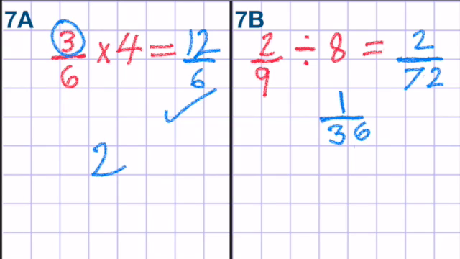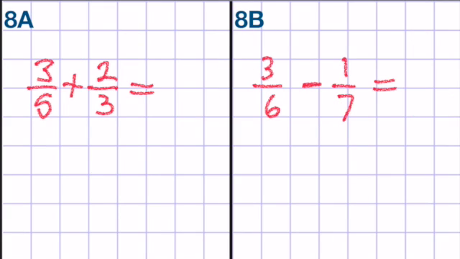And we can't go any lower because 1 is the numerator and 1 cannot be simplified. So 2/72 is correct, or 1/36. Right, now we need to add and subtract some fractions. Please do them both. Press pause.